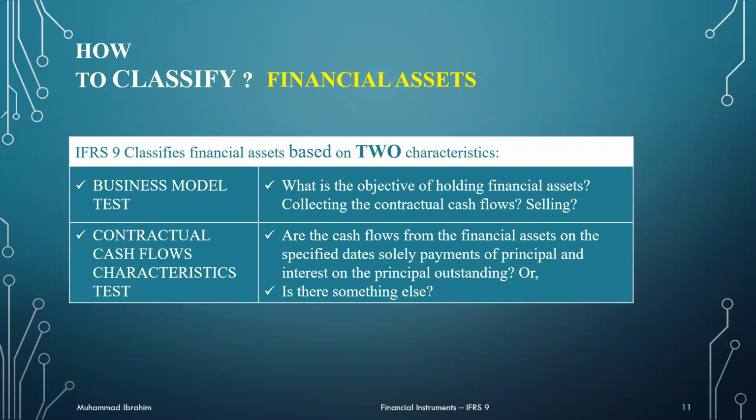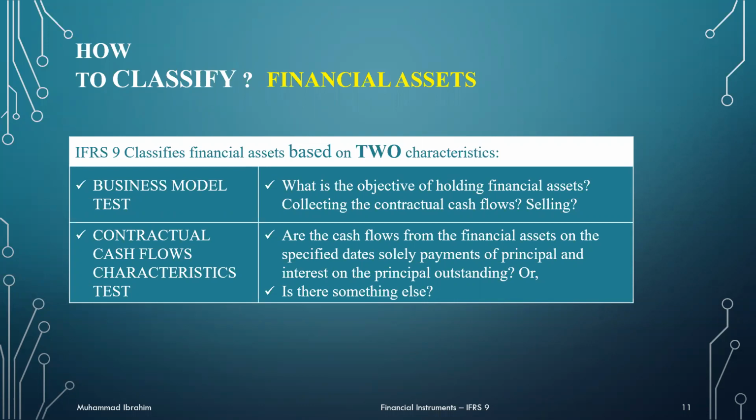We need to understand the two characteristics of a particular financial asset. Number one, we need to perform a business model test first. This is the initial phase of classifying the financial asset. What is the objective of holding the financial asset? Are we going to collect only the contractual cash flows attached to that asset? Meaning, if you have a debt instrument, you're going to receive the interest payments on that, or receive the principal at the end. Or you can have the intention to sell that asset, with no intention to receive the cash flows, only to sell the asset if there is an increase in fair value. What is your business model for holding such a financial asset? First, you need to understand that.